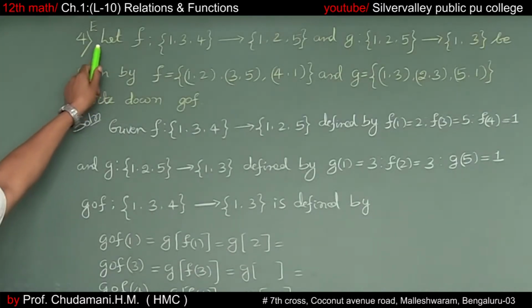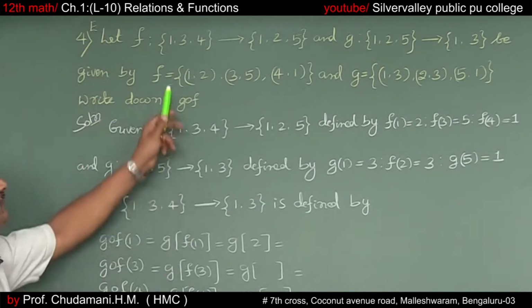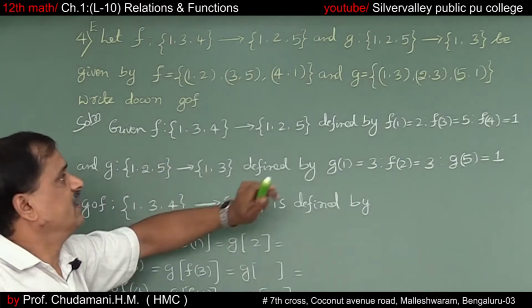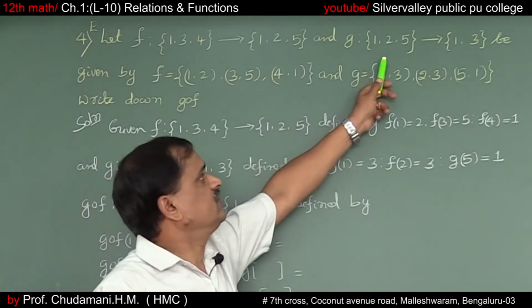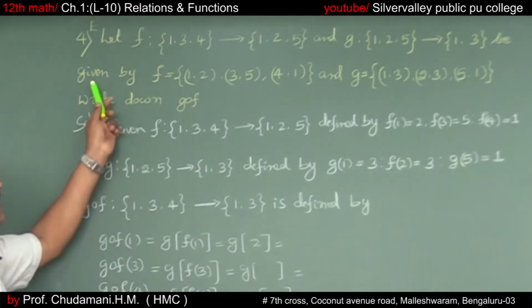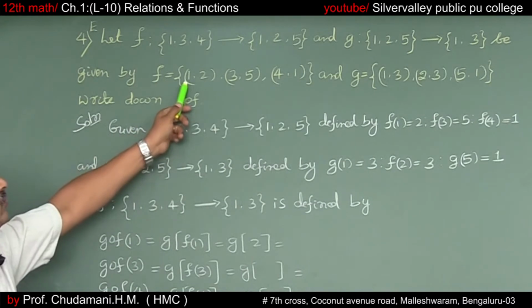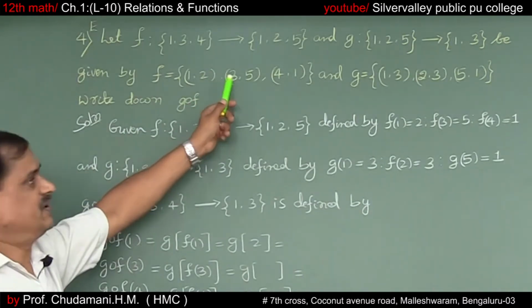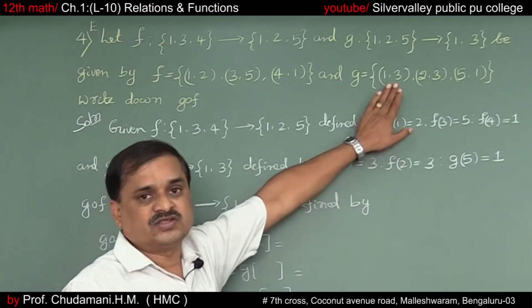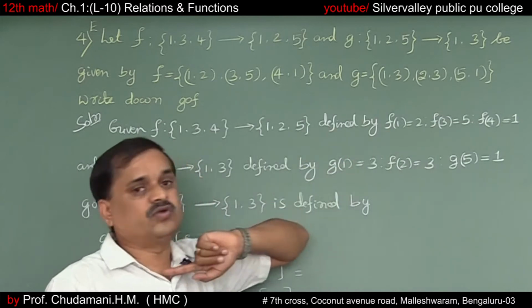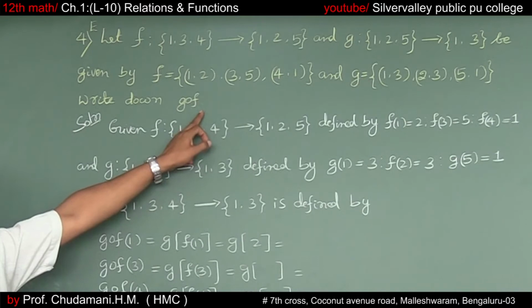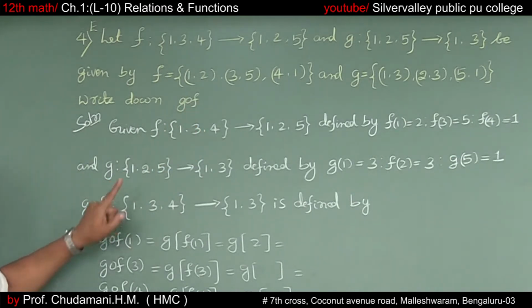Fourth one, exercise problem. Let f from the set {1, 3, 4} to the set {1, 2, 5} and g from the set {1, 2, 5} to the set {1, 3} be given by f = {(1, 2), (3, 5), (4, 1)} and g = {(1, 3), (2, 3), (5, 1)}. Write down gof, the composition of f and g, which you are supposed to find.